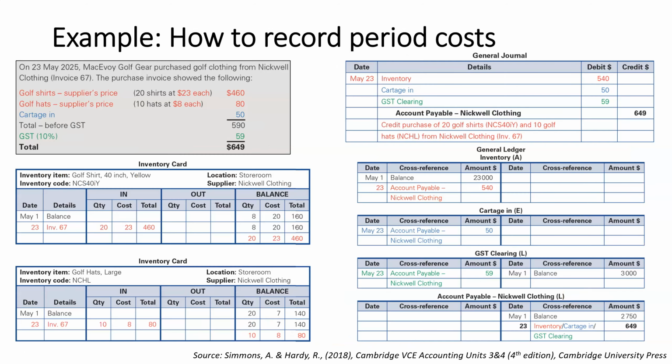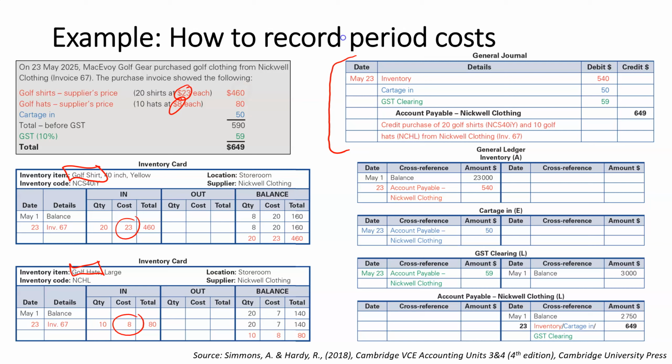What that looks like is in our inventory cards, we've got 2 inventory cards here, one for the shirts and one for the hats. You can see that the cost prices we've used have had no change from the item cost prices up in the scenario. So we've got $23 for the shirts, $8 for the hats. But where it changes is over in our general journal and our general ledger, and that's because a period cost is not recognised within inventory cards. It's recognised as its own separate account in the ledger.